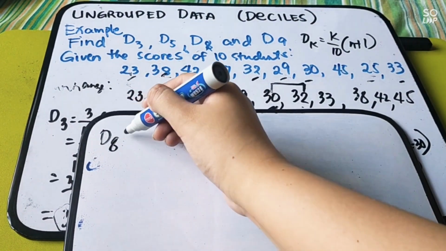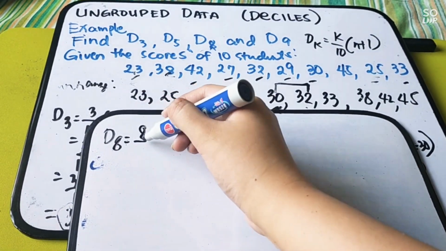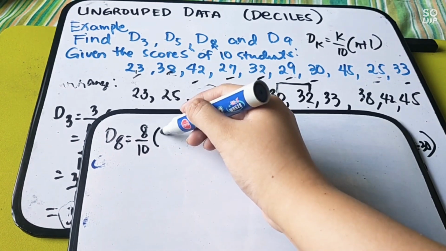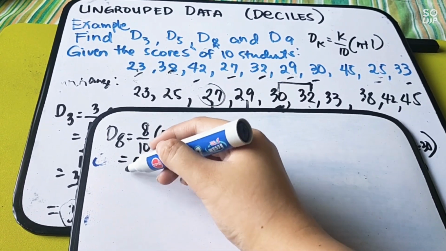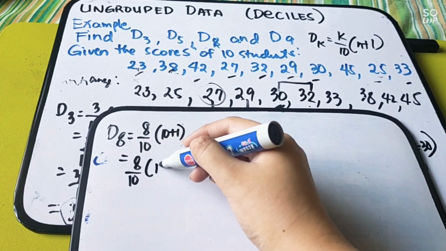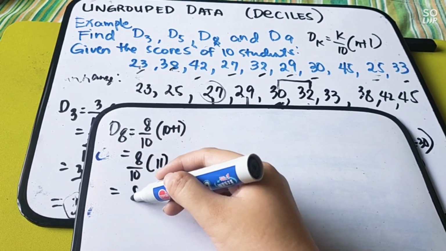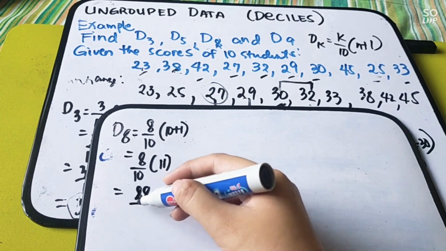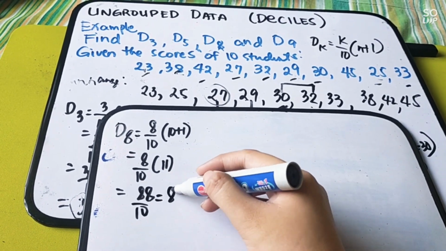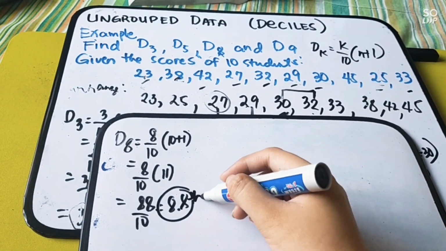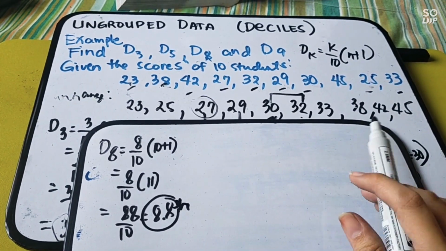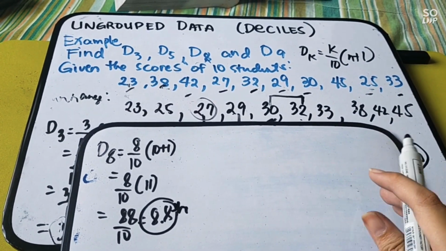Decile 8. So, it is equal to 8 over 10 times 10 plus 1. So, we have here 8 over 10 times 11. That is 88 over 10. We have 8.8. Yan, pang 8.8 na rank tayo. So, sino dito yung between 8 at saka 9?